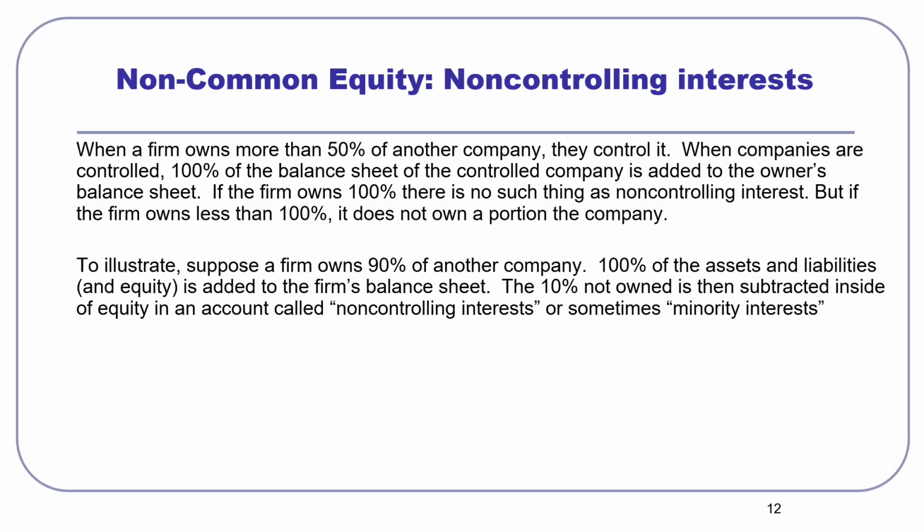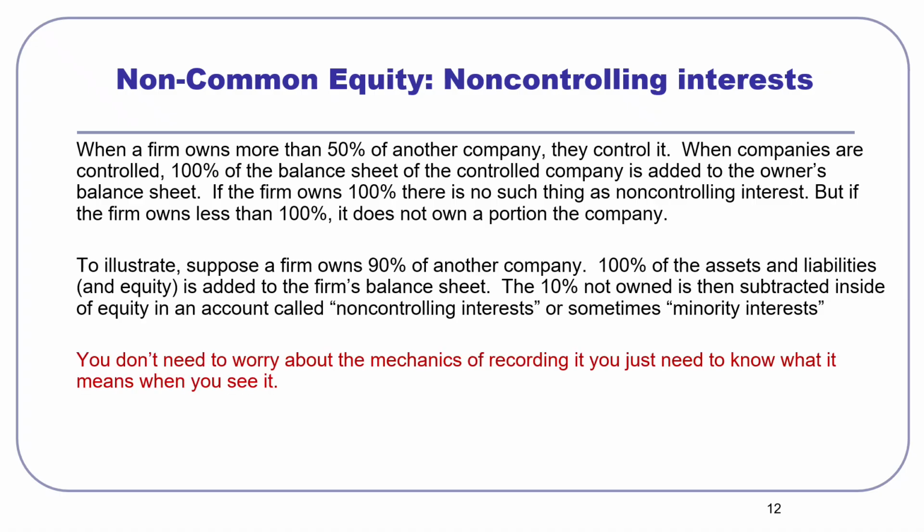To illustrate, suppose a firm owns 90% of another company. 100% of the assets and liabilities, and of course equity, is added to the firm's balance sheet. The 10% that is not owned is then subtracted inside of the equity account in an account called non-controlling interest, or sometimes minority interest. You don't need to worry about the mechanics of recording it. You just need to know what it means when you see it.